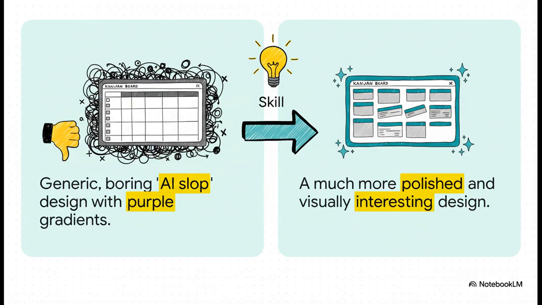And wow, this slide just says it all, right? On the left, you've got that generic, kind of boring AI slop that we get by default. Then on the right, after running the exact same prompt, but with the front-end design skill turned on, you get something that looks way more polished, way more professional. It's a total night and day difference, and all we did was activate a simple text prompt.